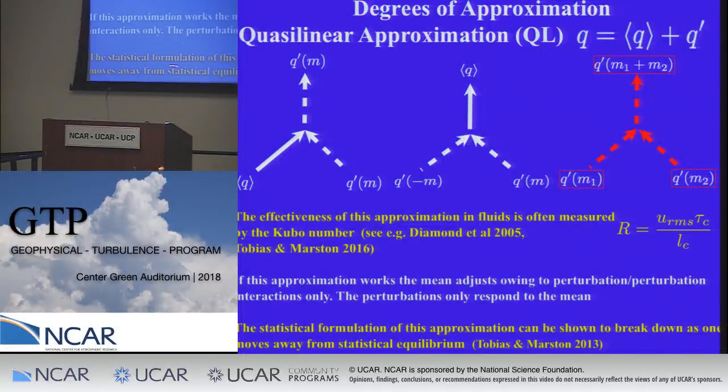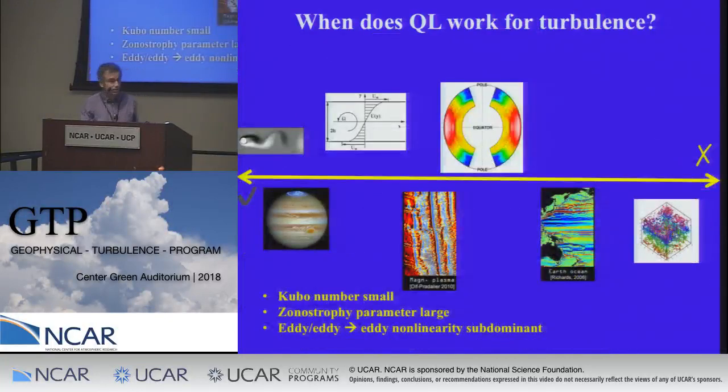I think it's fair to say that it doesn't always work, of course, and the statistical formulation of this approximation can be shown to break down as you move away from statistical equilibrium. So you want to do something a bit better. Okay, I won't say too much about that. This is just my view as to when it works and when it doesn't work. We know for a fact it doesn't work for homogeneous isotropic turbulence, because there is no mean field to linearize about.